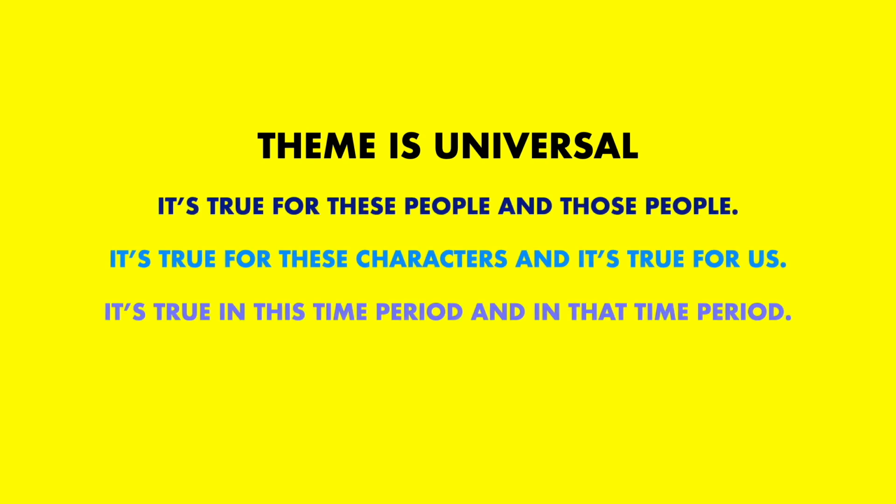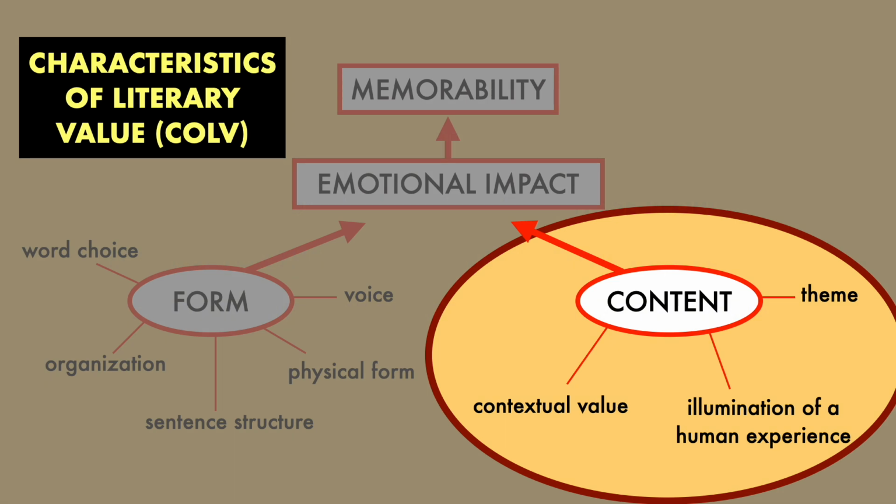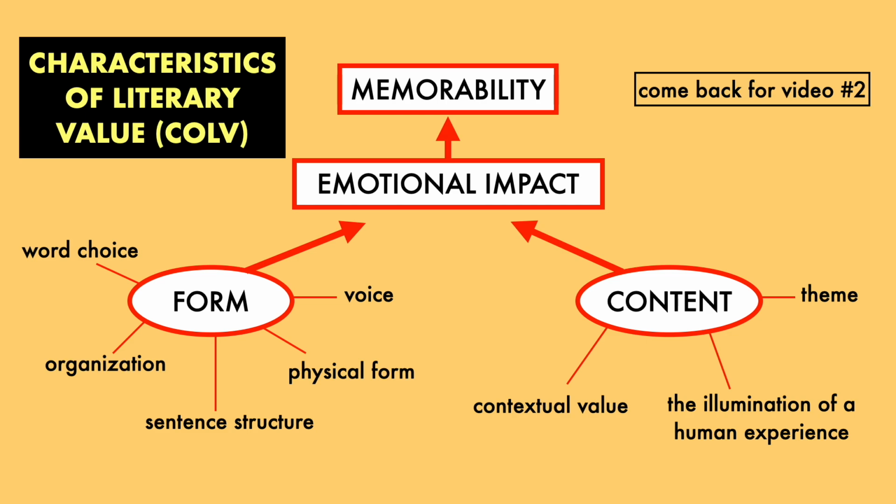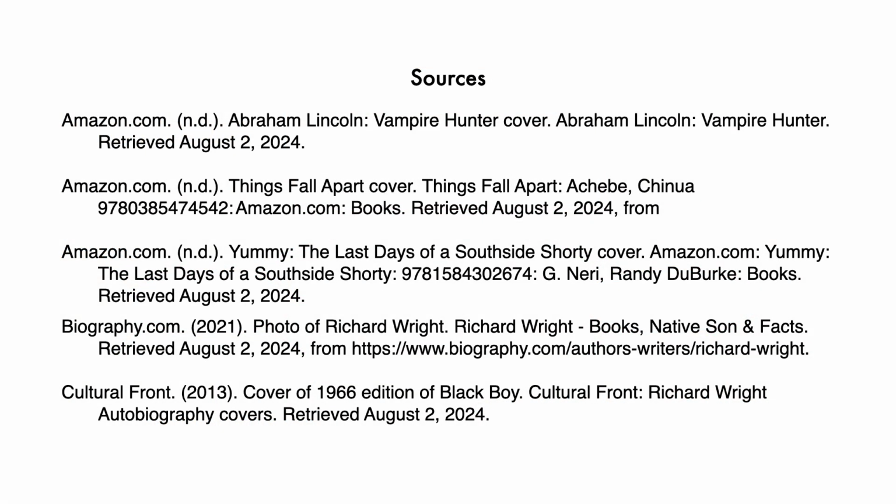So theme is usually universal to some degree, which means it is true for society in general, for people in general, not just for a few individuals, or just the characters in a particular literary work, or just the time period in which it was set. It's a fundamental truth. In my view, those three things are the aspects of a literary work's content that contribute to its literary value. In part 2, we'll talk about form.